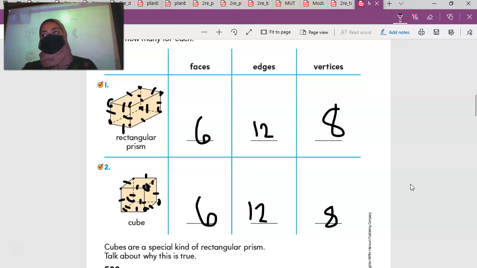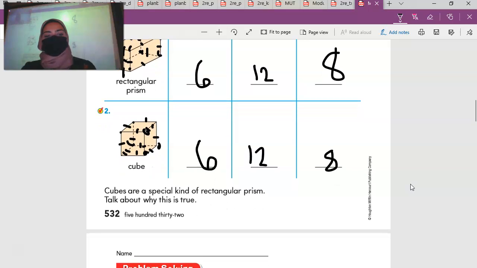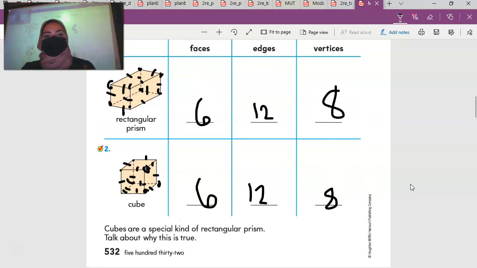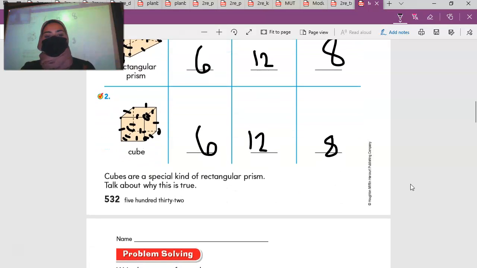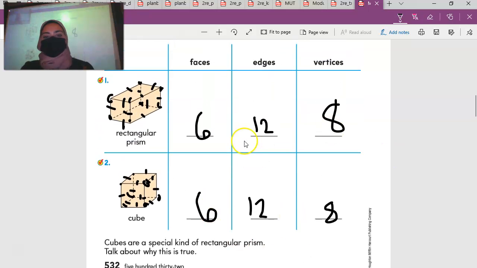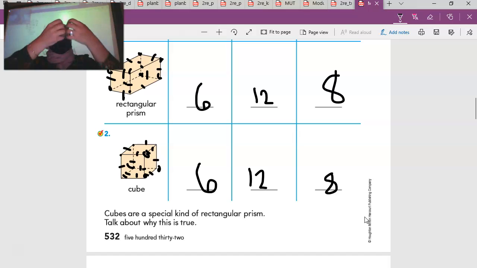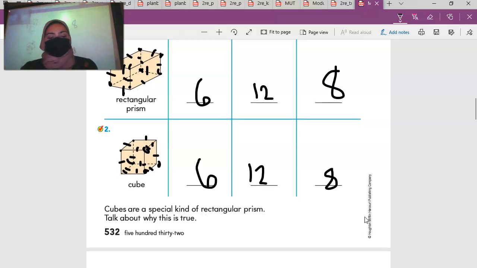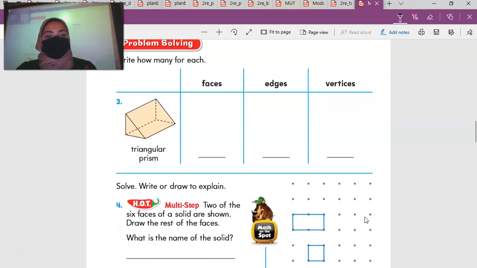And the faces are what? They're squares. And a rectangular prism, the faces are rectangles. Cubes are special kinds of rectangular prisms, okay? And this is true because, as you've seen, they have the same faces, edges, and vertices. But the only difference is a rectangular prism is kind of pulled long ways, and a cube is kind of symmetrical. It's all the same sides. Same size.